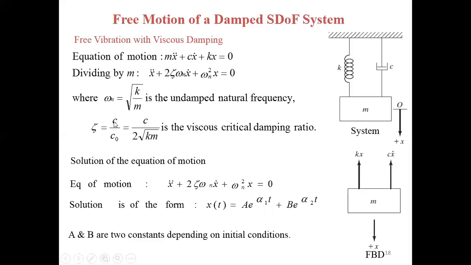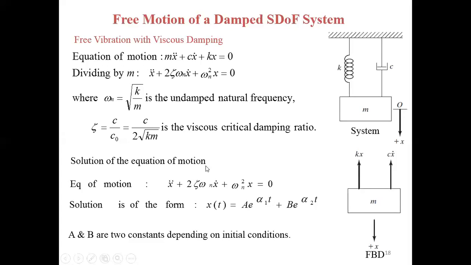Why? Because zeta is the ratio of the damping coefficient to the critical damping coefficient. C by c0 is equal to c by 2 under root km, which is the viscous critical damping ratio, and with this equation we get 2 zeta omega n x dot.